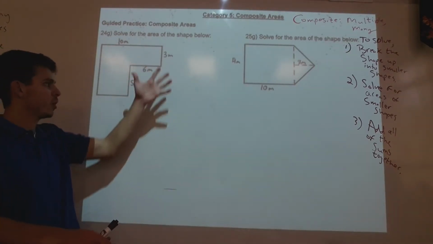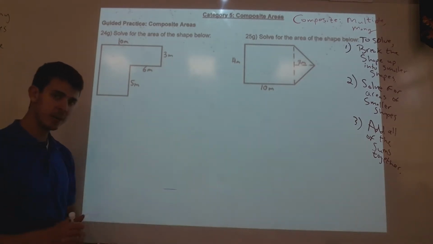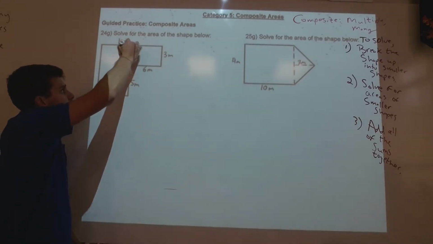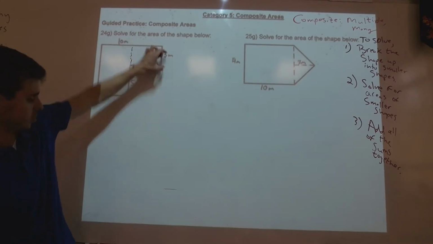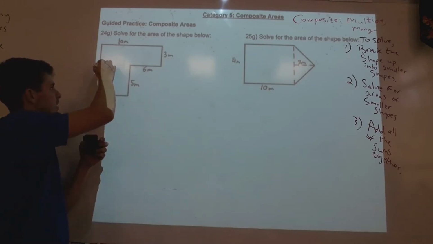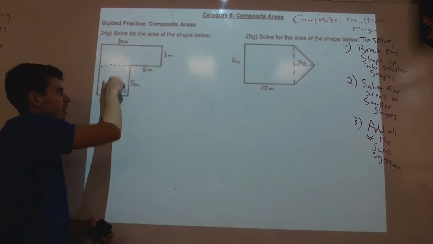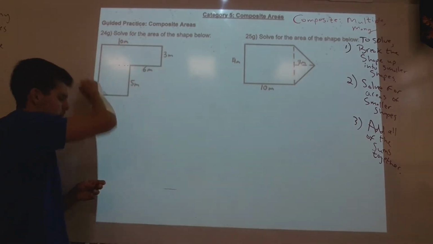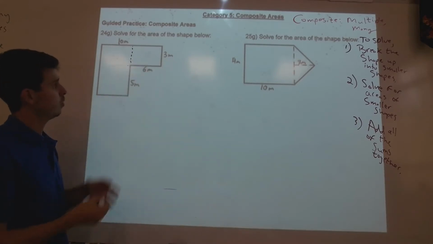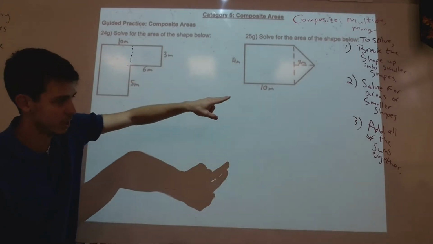There's no obvious triangle or half circle or whatever, but it is 2 different rectangles. And you can break it up in 2 different ways. You can break it up like this, where there's this triangle and this triangle. Or you can break it up like this, where you have this triangle and this rectangle and this rectangle. Either way is fine. I'm just going to do it this way. Now, we broke it up. Step 2, let's solve for the areas of the smaller shapes.